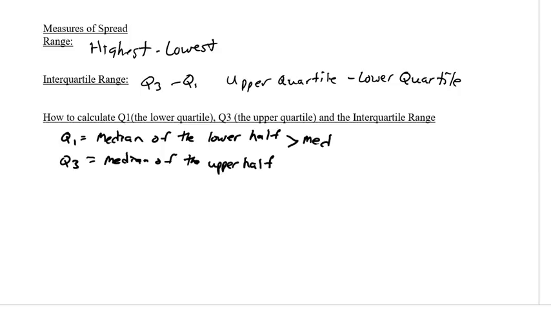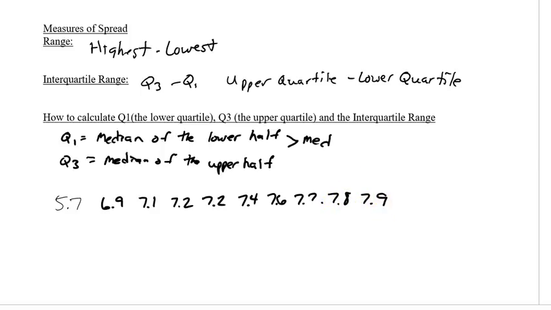So let's take some data. Let me start with, let's say 5.7, 6.9, 7.1, 7.2, 7.2, 7.4, 7.6, 7.7, 7.8, 7.9. And let's do 7.9 again. Okay, so they're already arranged numerically.